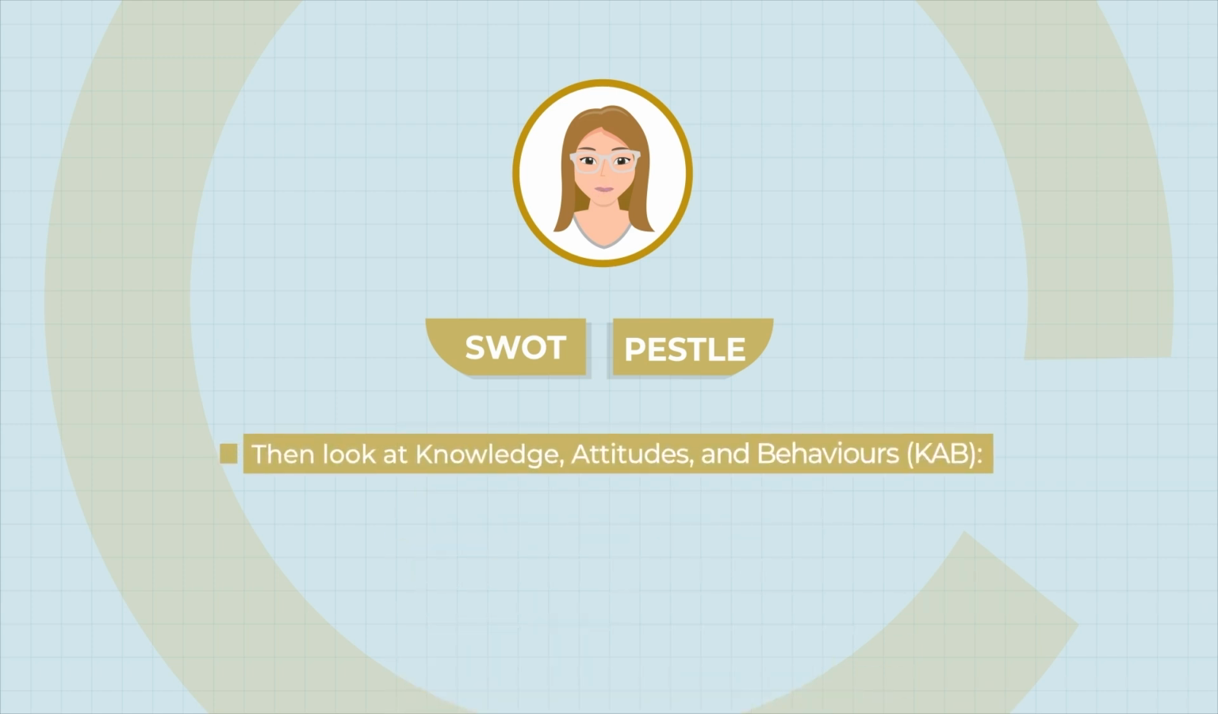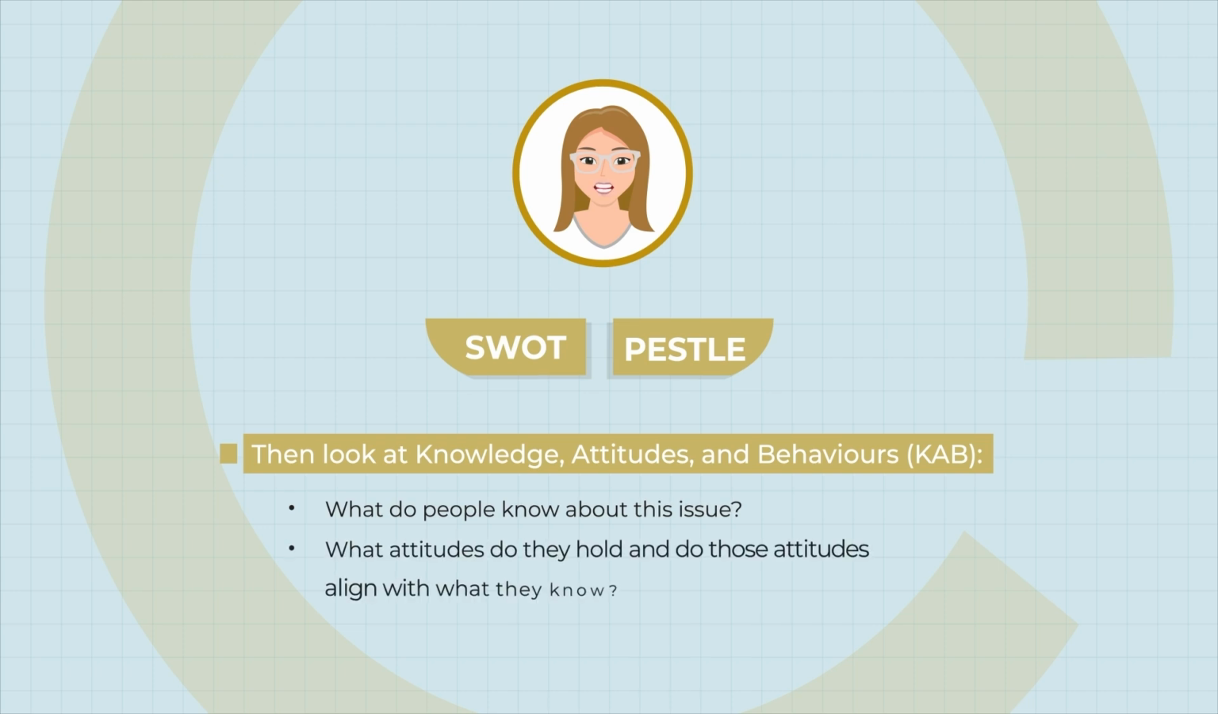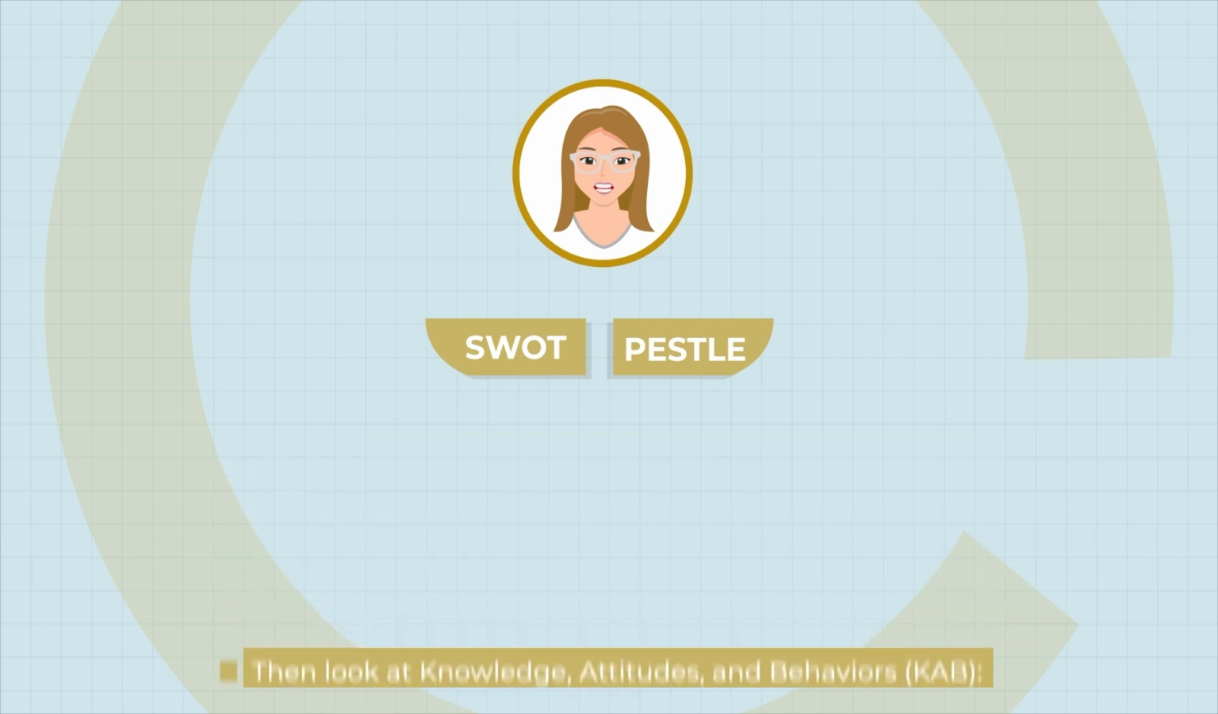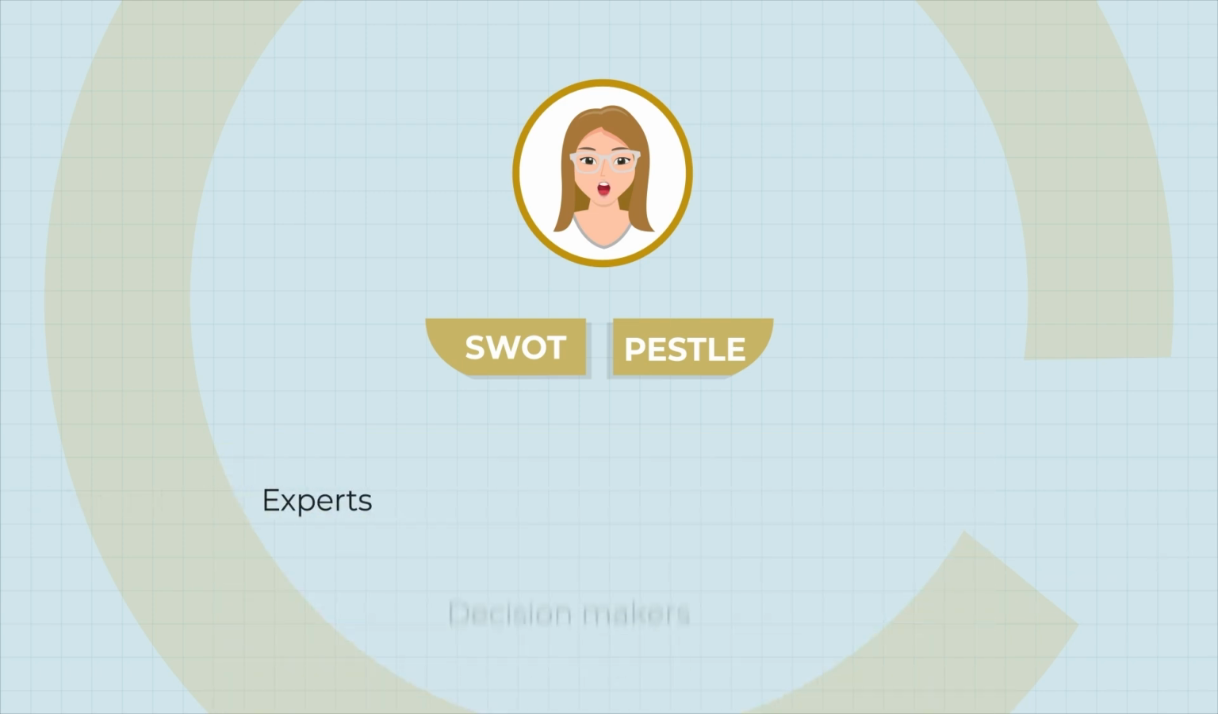Then, look at knowledge, attitudes, and behaviors. What do people know about this issue? What attitudes do they hold, and do those attitudes align with what they know? It's also crucial to gauge the behaviors currently in play and how you'd like to see them shift. Don't limit your focus to just the target audience. Consider the perspectives of experts, decision makers, and even the general public.